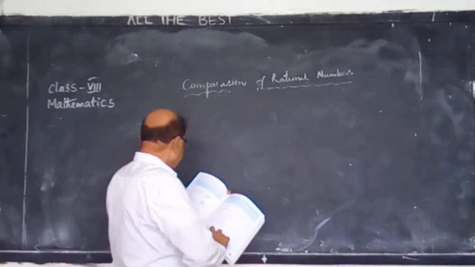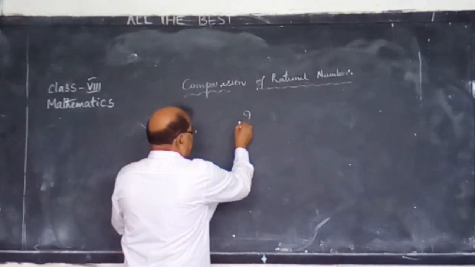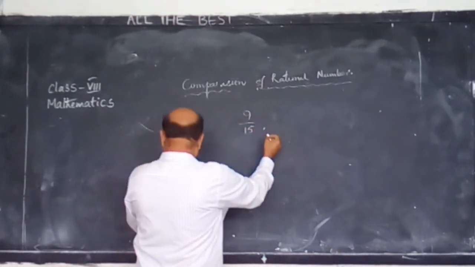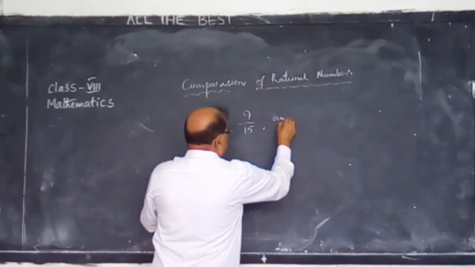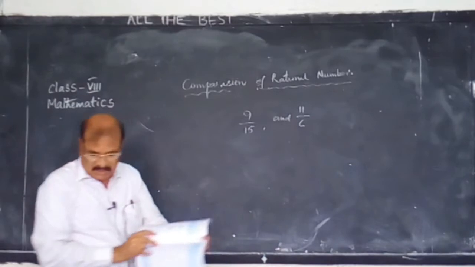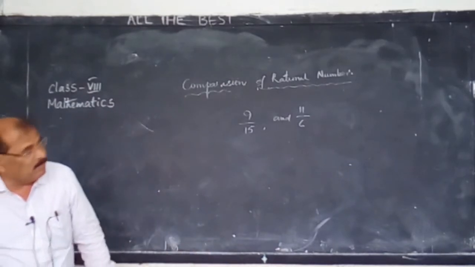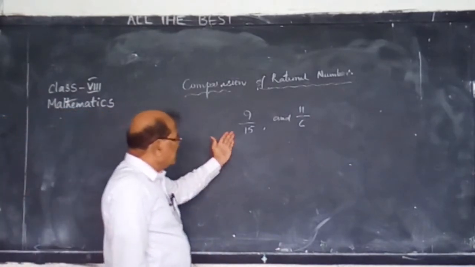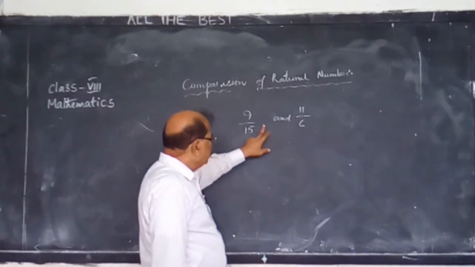that is 9 by 15 and 11 by 6. There are two rational numbers. How do you compare which is greater and which is less? It's very difficult to identify.